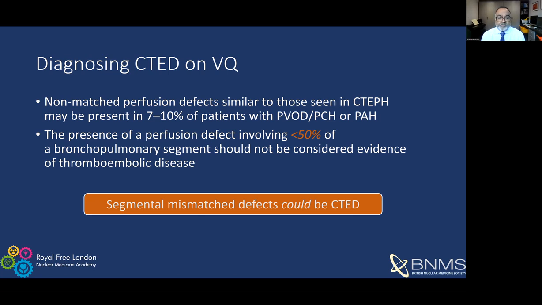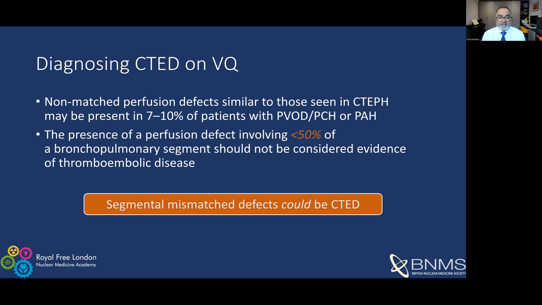When you do have a mismatched perfusion scan, then this could represent CTED. However, up to 10% of patients with other causes of pulmonary hypertension, such as pulmonary arterial hypertension or PVOD, can also give you mismatched perfusion defects. So it's not always clear cut to say that if you've got mismatched perfusion defects, this is definitely chronic thromboembolic disease. You have to bear in mind other investigations and look at the history as well.